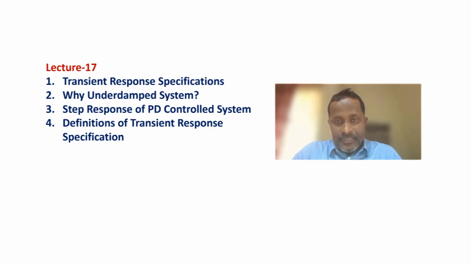In this lecture, we are starting the transient response specification. Before we proceed to the specification part, we need to highlight why we have to consider the underdamped system practically for implementing the control system design. Then we'll give the expression of the step response of the PD control system, from which we'll be deriving the specification part. Then we'll conclude the lecture with the definition of the different specifications which we'll be using to improve the transient response of the control system.